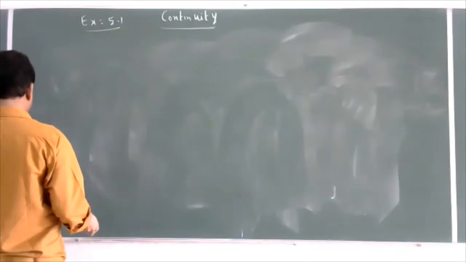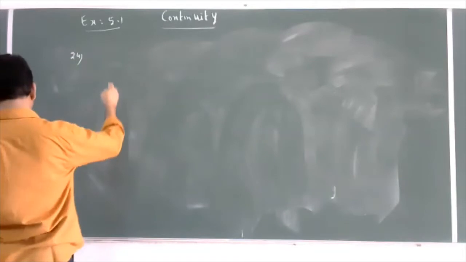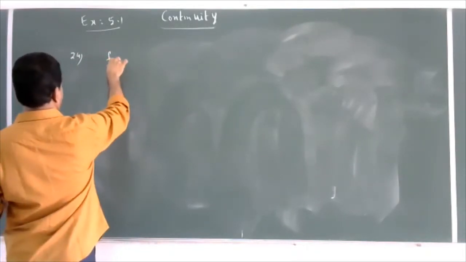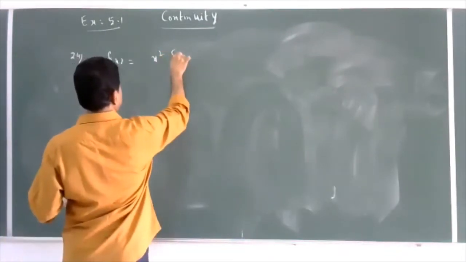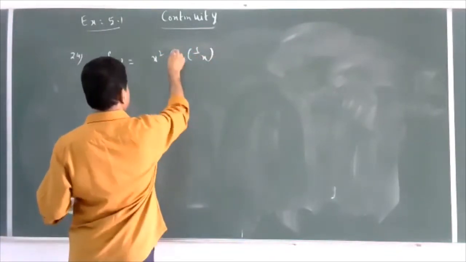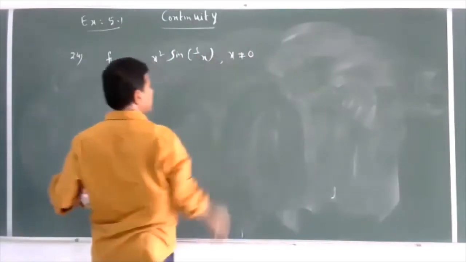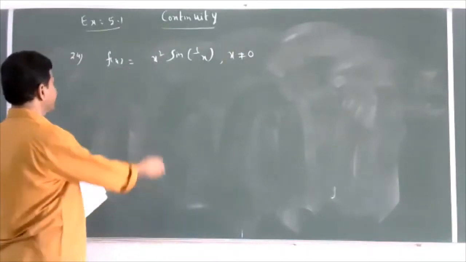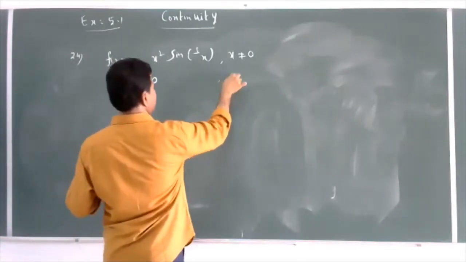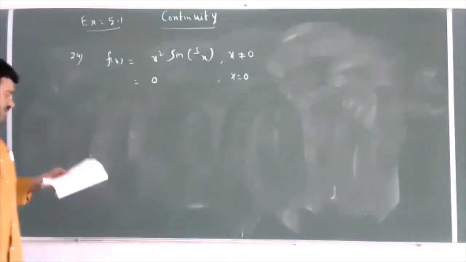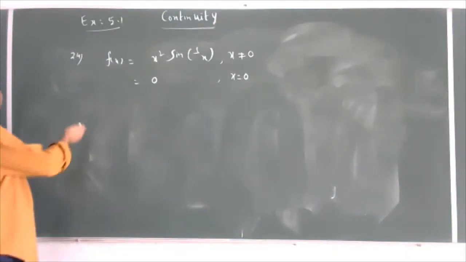Determine whether f is a continuous function, where f of x is equal to x square into sine of 1 by x when x is not equal to 0, and equal to 0 if x is equal to 0.